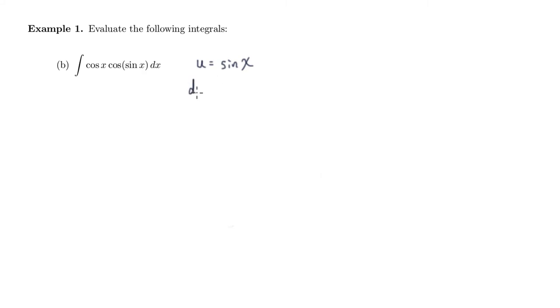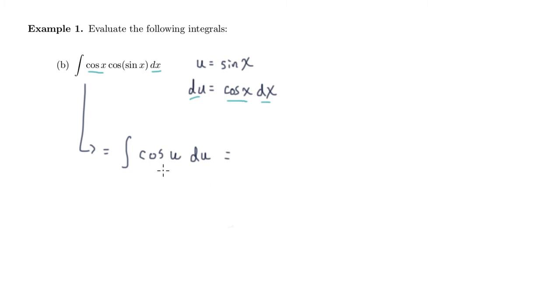Okay, and then, like I said, du will be cosine x dx. And then what happens to the integral? Well, now we have the integral of cosine of sine of x. That's the same thing as cosine of u. And then look here. Du is cosine x dx. Here's cosine x, here's dx. So I can replace cosine x dx simply with du. And then we're almost done.